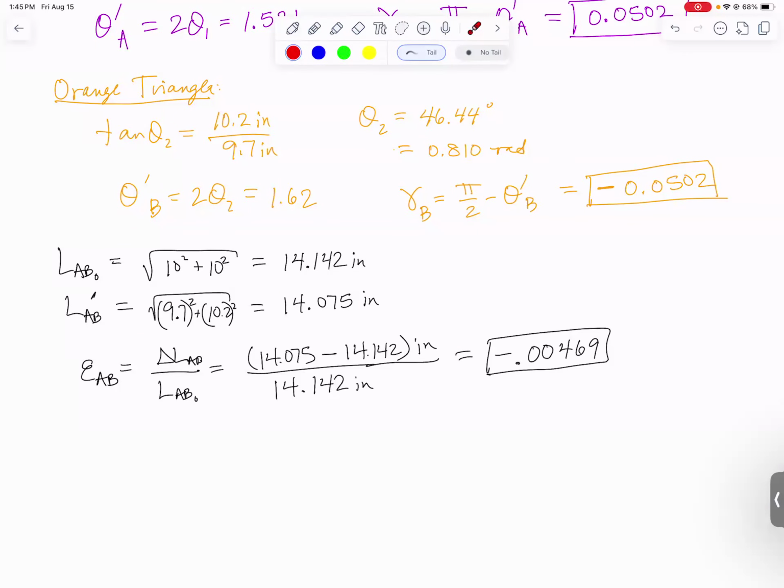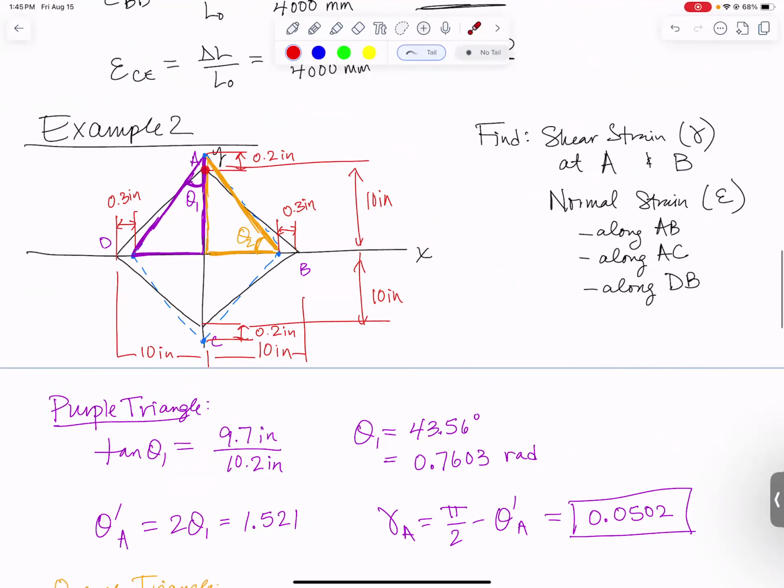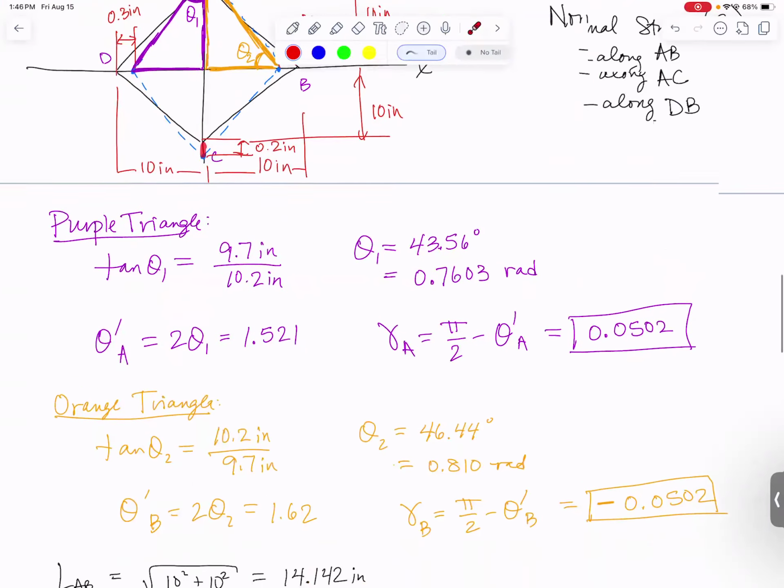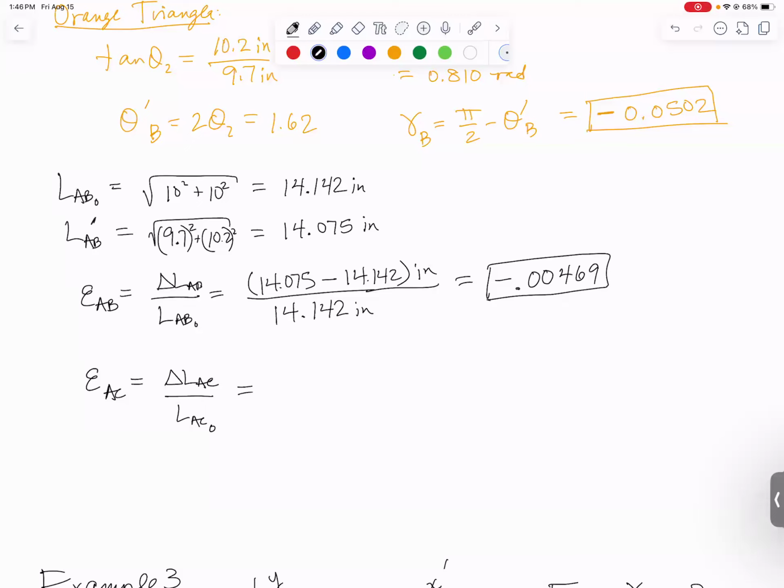All right, let's do AC, the normal strain in AC. Well, we need the change in length of AC divided by the original length of AC. Where's AC? AC goes from here to here. So originally it was 10 inches plus 10 inches. And then the new length is going to be add 0.2 at the top and add 0.2 at the bottom. So my change in length would be 0.2 plus 0.2, 0.4 inches longer that it got, and my original length was 20 inches. So divide those and you get 0.02 exactly, or if you want to make it 3 sig figs, add 2 more zeros.